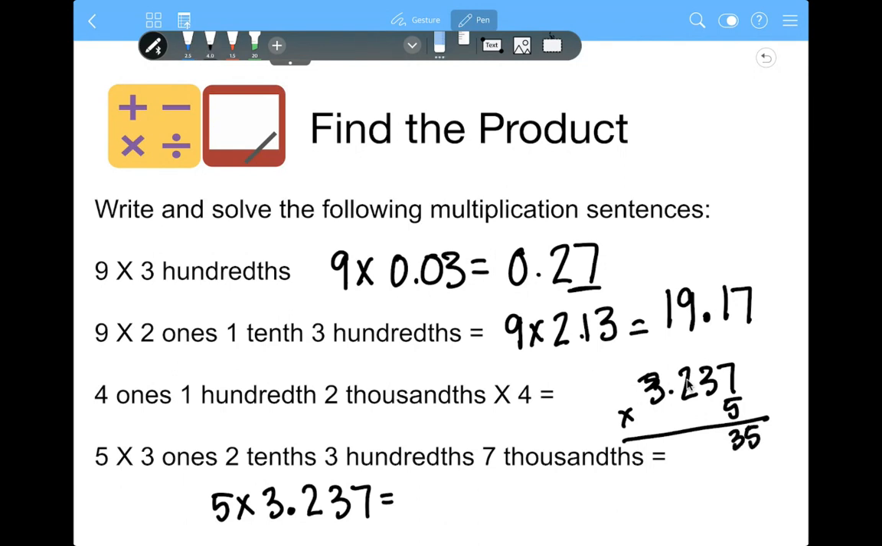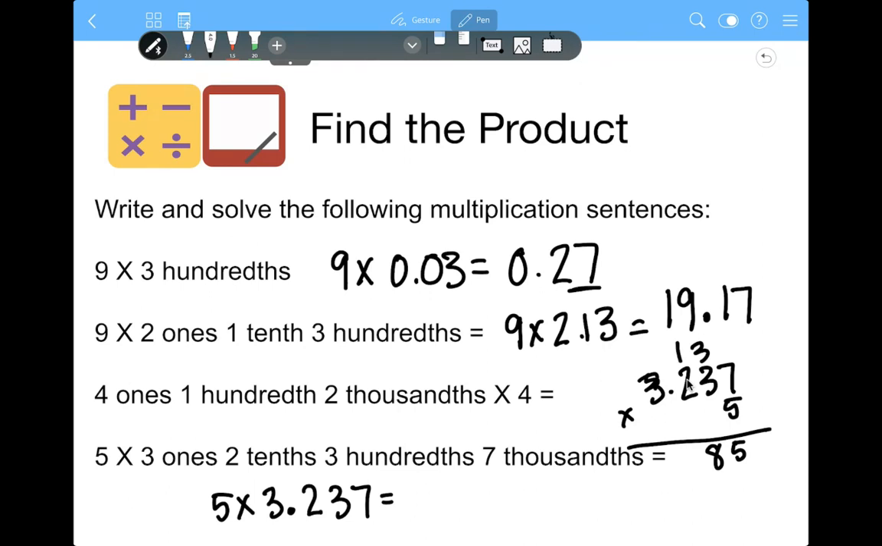Carry my 3. Start over here. 5 times 7 is 35. Bring down my 5. Carry the 3. 5 times 3 is 15. Plus 3 more is 18. So I'm going to bring down my 8.